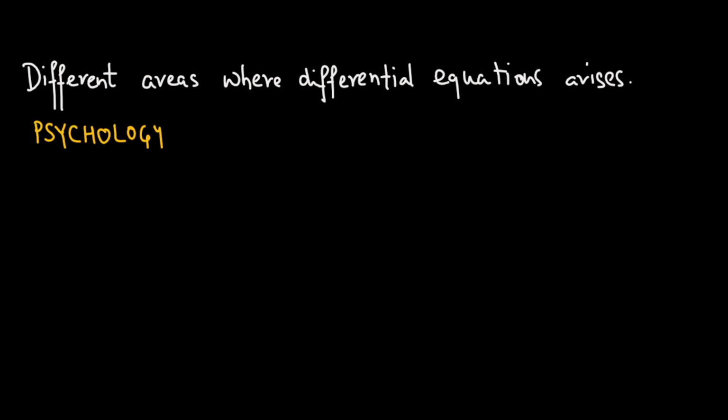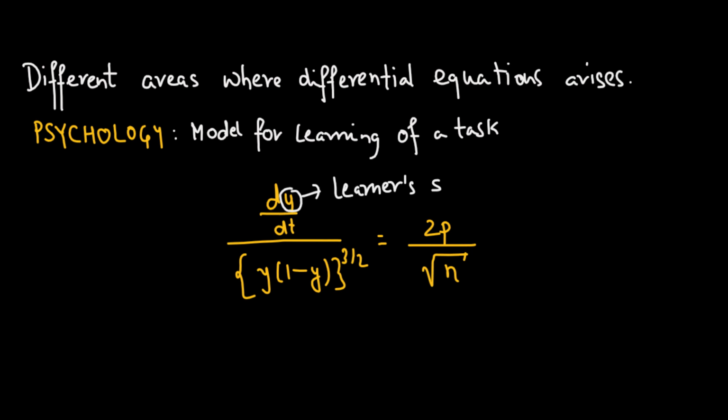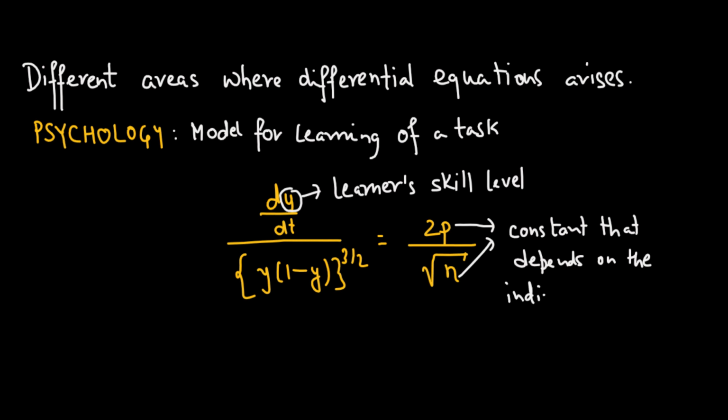Psychology. Model for learning of a task. The first derivative of y with respect to t, whole divided by y times (1 minus y) whole raised to the power of 3 halves, equals 2p divided by the square root of n. Here y is the learner's skill level. p and n are constants that depend on the individual learner and the nature of the task.